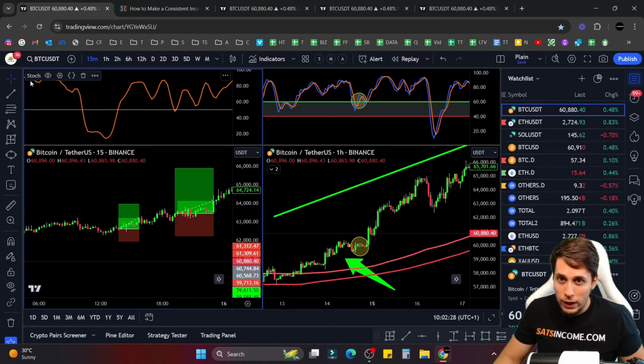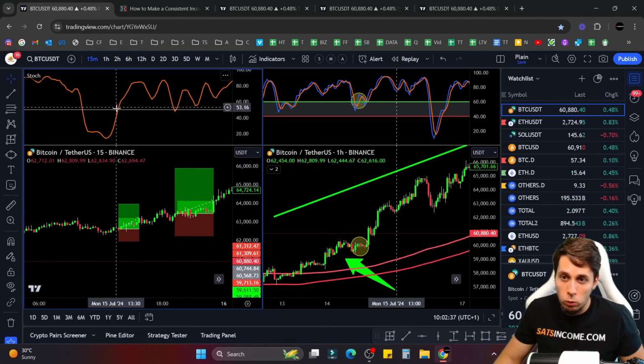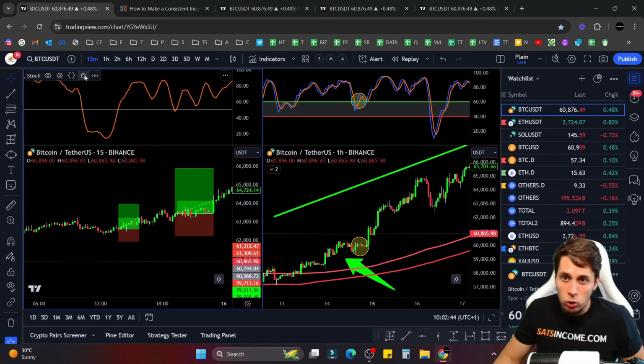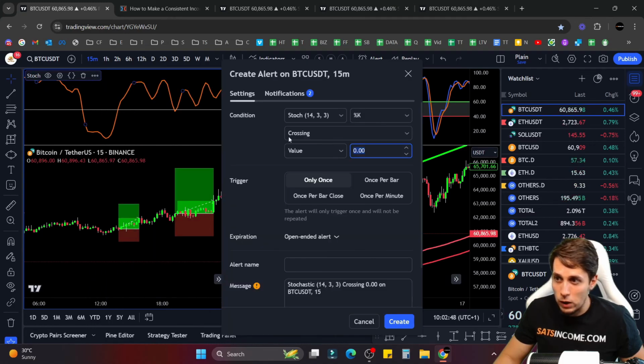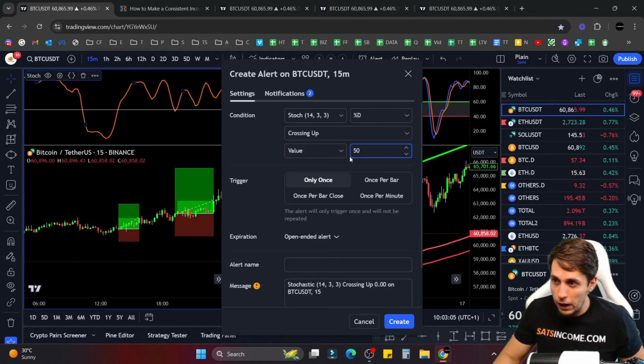What you can do is you can set up an alert easily for this type of scenario, so you can get notified when this occurs, and you can just enter your trade from your phone wherever you are. The way you do it, you click on these 3 dots right here, add alert on stochastic, then you change here stochastic %D crossing up the 50 value, right? You then click once per bar close.